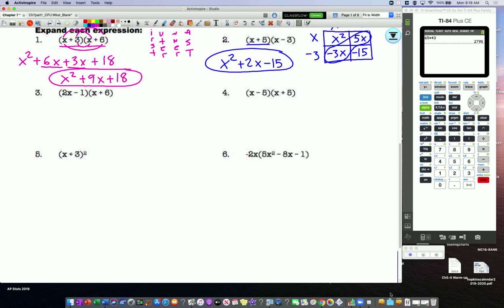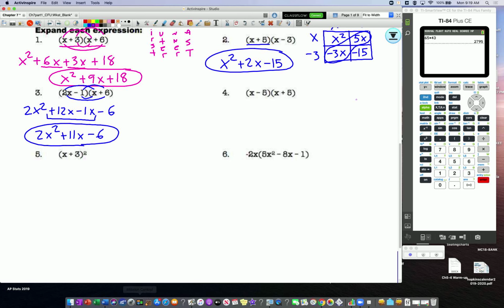All right, so let me show you on number 3, I'll do the FOIL, and number 4, I'll do the box method. All right, so if I FOIL here, my first is 2x times x, so I get 2x squared. Outside, plus 12x. Inside, minus 1x. Last, minus 6. Combine like terms. So I have 2x squared plus 11x, okay, and then minus 6. And I'm done.